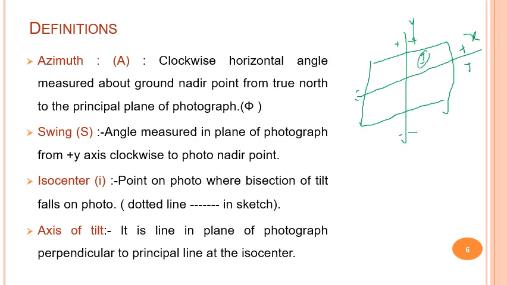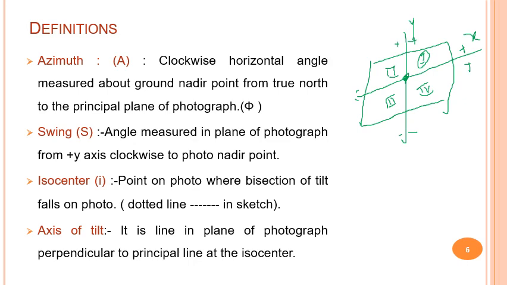We move through the quadrant system in an anti-clockwise direction. This quadrant is called the second quadrant, this is the third quadrant, and this is the fourth quadrant. According to that, this point is referred to as the principal point.